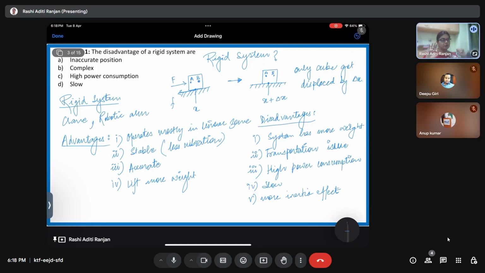So now if I talk about the options that are given in the question, the disadvantage of a rigid system is inaccurate position. No, that is not true, because for a rigid system, accuracy is easily attainable.